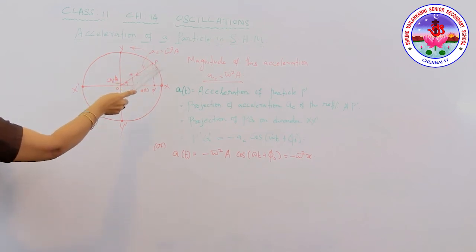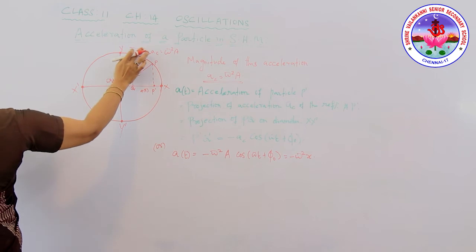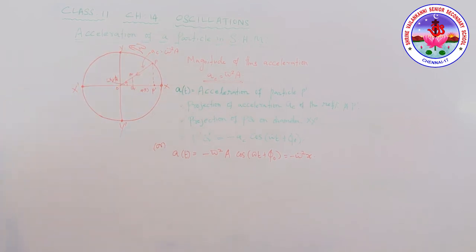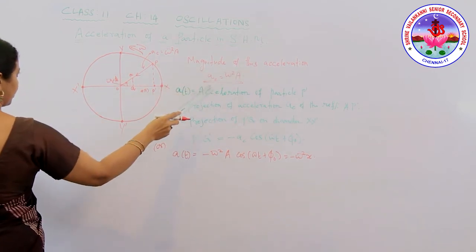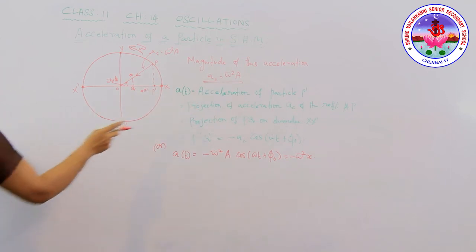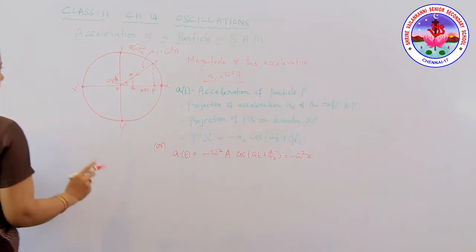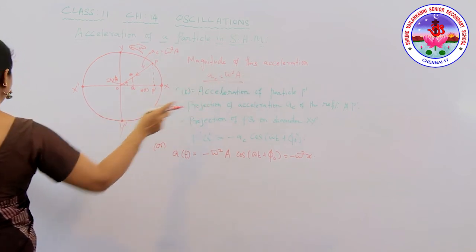We represent the angular speed as omega, and this one is towards center C. Now, the magnitude of this acceleration AC is equal to omega square A. It is the second order of the velocity, so omega square A will come.